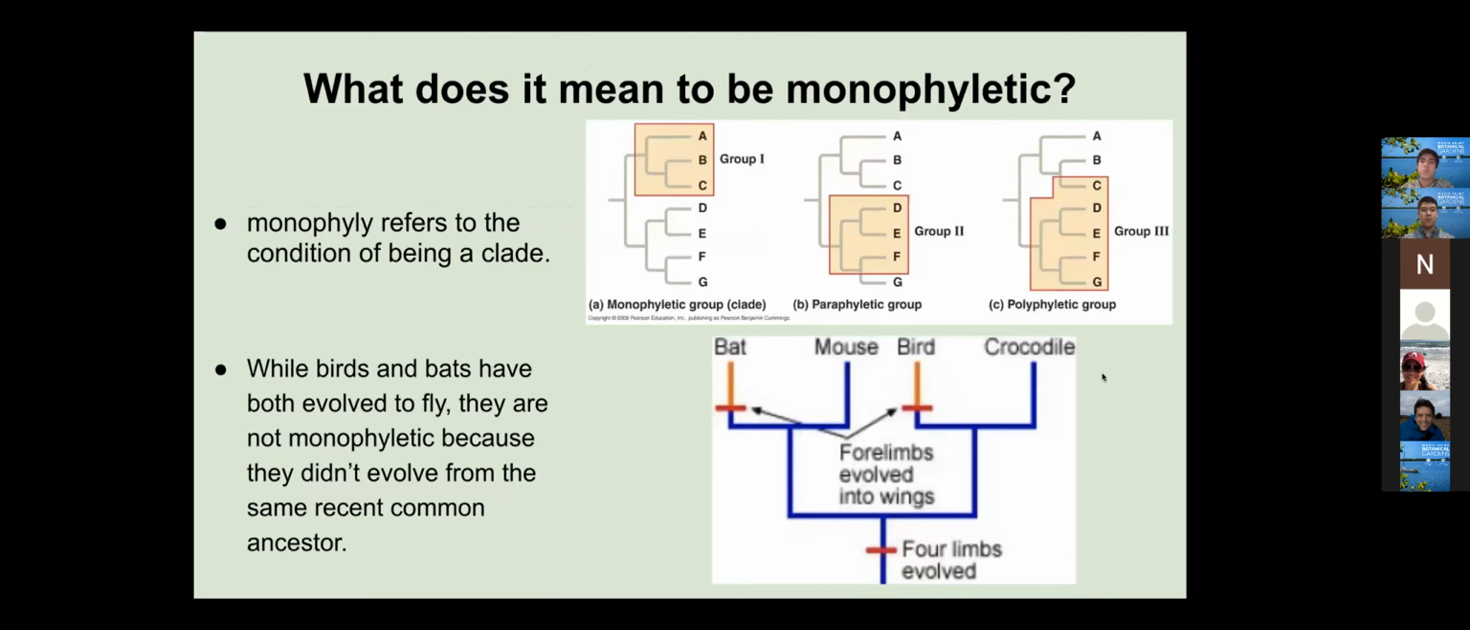But what does it mean to be monophyletic? In phylogenies, monophyly refers to the condition of being a clade. A monophyletic group includes all descendants of a recent common ancestor. As you can see, part A of the diagram to the right is a monophyletic group, while the others are not. If you wanted to classify bats and birds together based on the evolution of flight, they would not be monophyletic because they didn't evolve from the same recent common ancestor. Flight would be an example of convergent evolution.